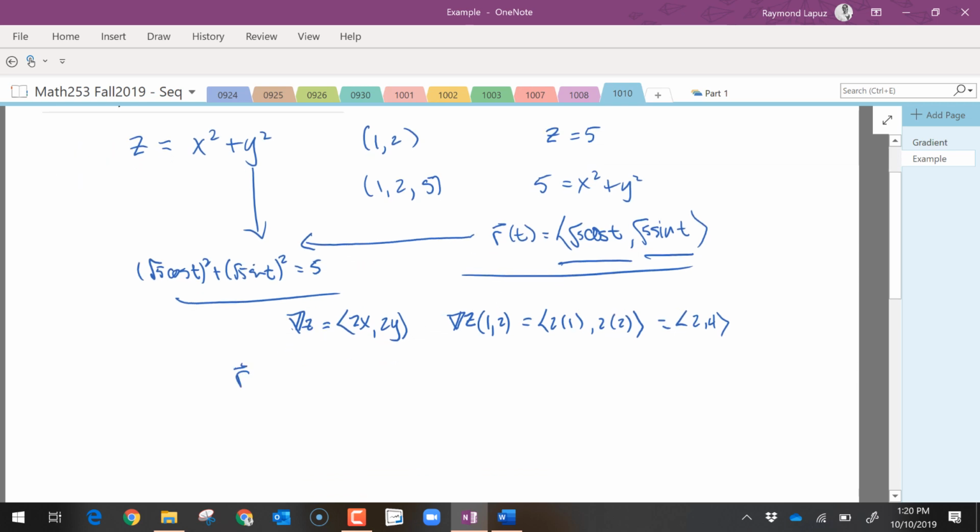R prime. To figure out the direction of the level curve, we need the tangent vector. So the derivative is going to be, the derivative of cosine is negative. So negative root 5 sine t, positive root 5 cosine t. We didn't talk about this, but what t value do I need to put in here so I can get 1, 2?